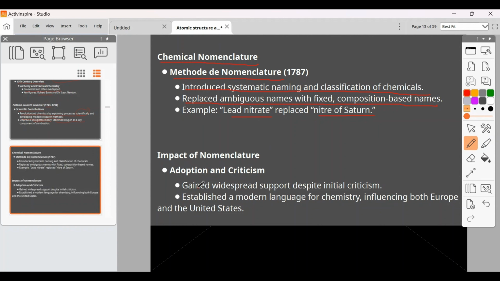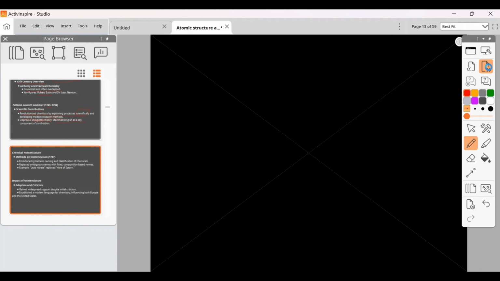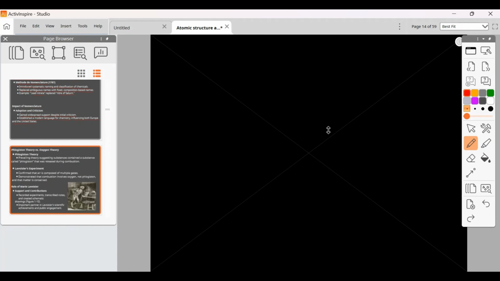Impact of nomenclature, adoption and criticism. This gained widespread support despite initial criticism, and established a modern language for chemistry which we use now, influencing both Europe and the United States.